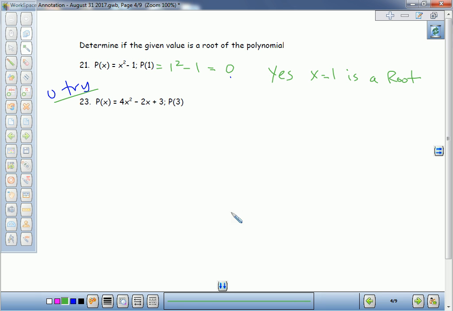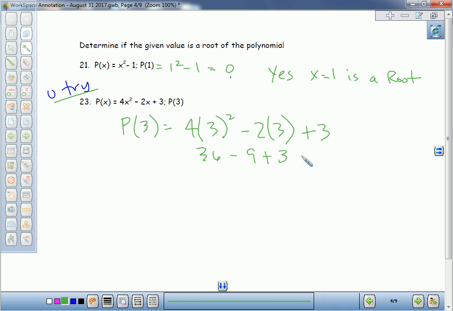All right, so when we plug in 3, we get 4 times 3 squared minus 2 times 3 plus 3. So 9 times 4 is 36, minus 6 plus 3 is not 0. It's 33. Okay? So, since it's not 0, is it a root? Not a root. Alright, what is this equal to?